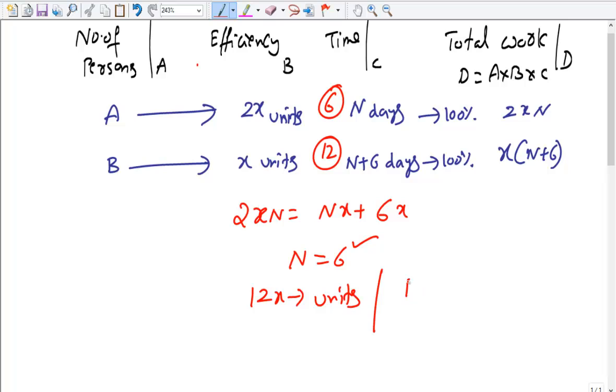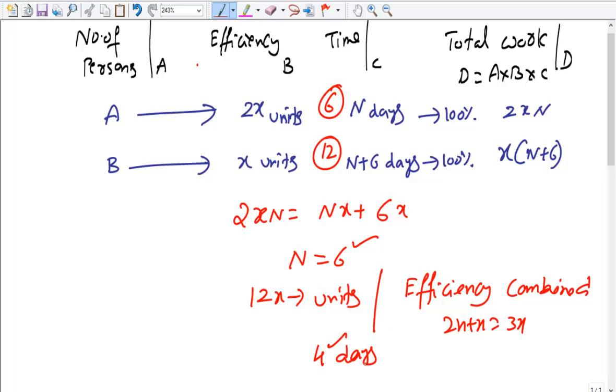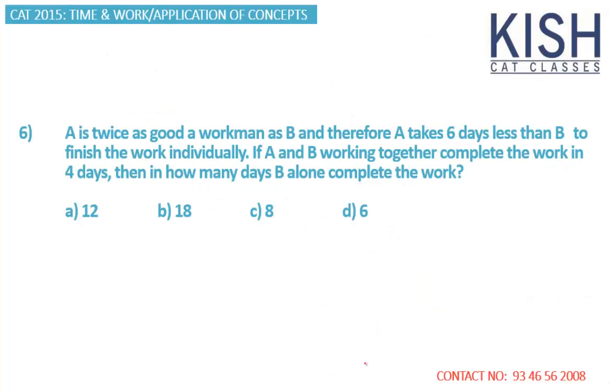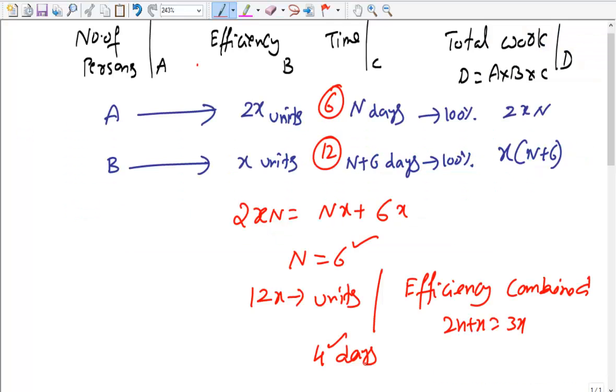The combined efficiency is quite simple. That is 2x plus x, that is 3x. That's how they take 4 days. That's a simple one. We don't need to use the information given in the question that they together can finish the work in 4 days. We don't need it actually. Now we need to find how many days B alone takes. So obviously the capacity of B is x units per day and the total work is 12x. B will take 12 days to finish the work. We already found it quite easily.